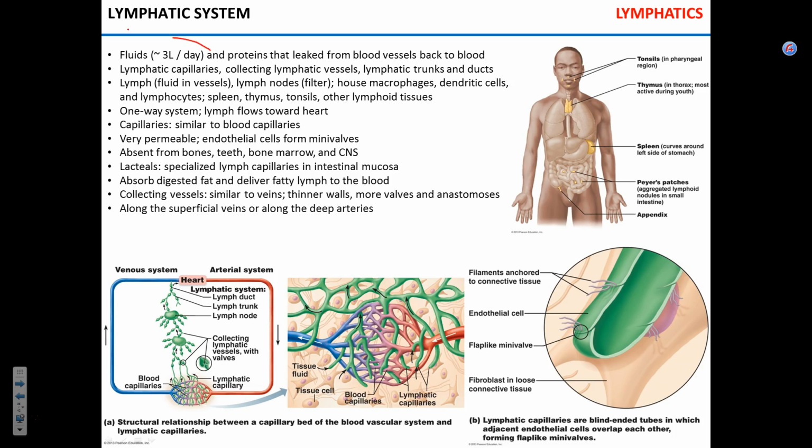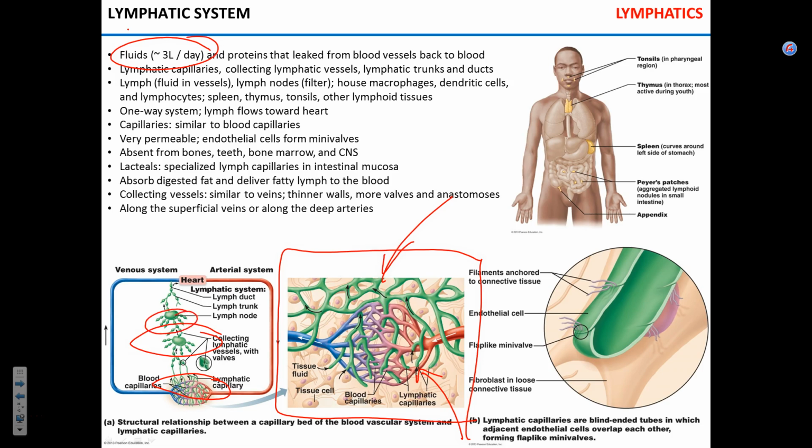that excessive fluid that leaked from the blood is collected into the lymphatic system. Here in this image you can see the blood capillary bed and lymphatic capillaries next to the blood capillaries. Okay, the order is it's a lymphatic capillary that collects the lymph, and then lymph is drained into the collecting vessels. From collecting vessels through lymph nodes into the lymphatic trunks and ducts.